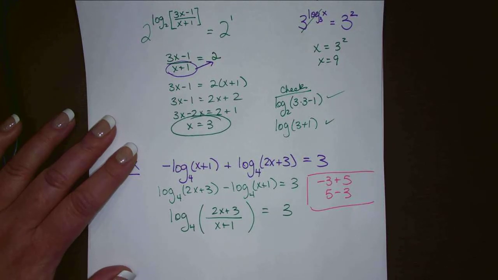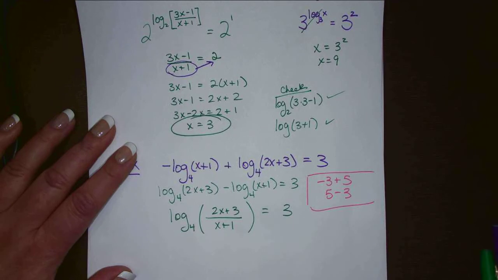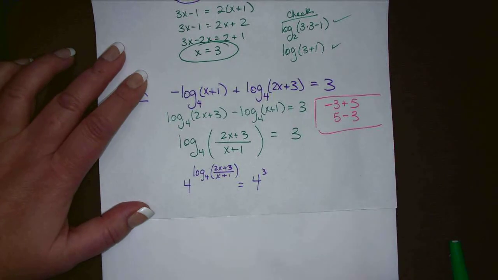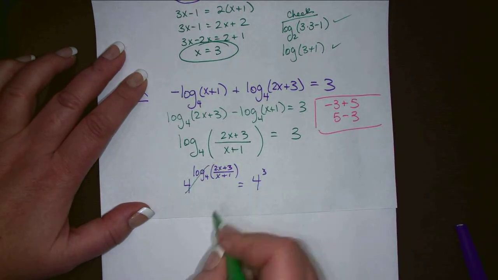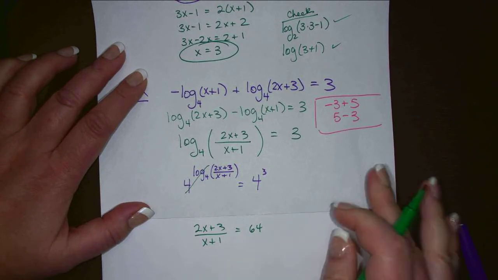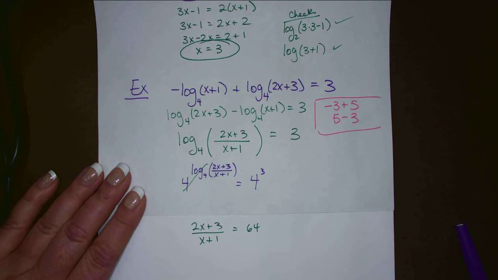Does that make sense? Now, what do we do to both sides to get rid of the log? Power of 4, because the log is base 4. So 4 to the log base 4, all that stuff, equals 4 cubed. 4 times 4 times 4. So we get (2x plus 3) over (x plus 1) equals 64. Now what? Cross multiply. The subtract ones are easier. The multiply ones, you would have to use the quadratic equation.